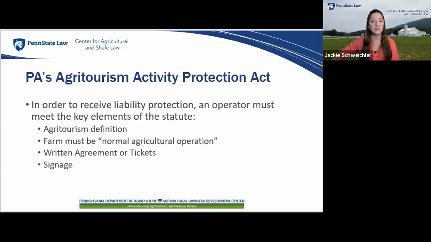Now, in order to receive liability protection, the operator has to meet these key elements of the statute. The first thing is they have to meet the definition of agritourism, Pennsylvania's definition, and then the farm has to qualify as a, quote, normal agricultural operation. We'll bring up the definition of that later. And then the operator must also have a written agreement that is signed by the participants, or they have to issue tickets. And then they also must have signage posted.